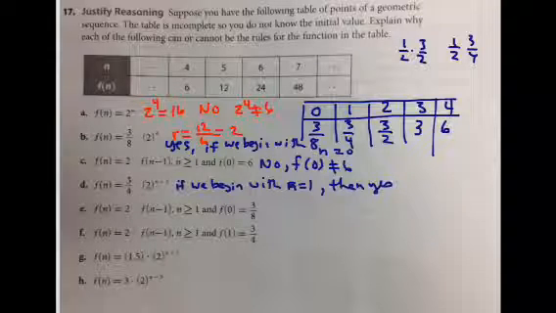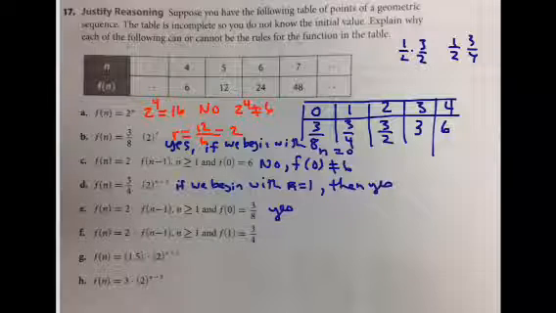For letter E, f of 0 is 3/8. Okay, so far so good. I'm looking right here. f of 0 is 3/8. And then the ratio is 2. It's right there. And that's the right formula for a recursive, right? So this is yes, because it all works out.